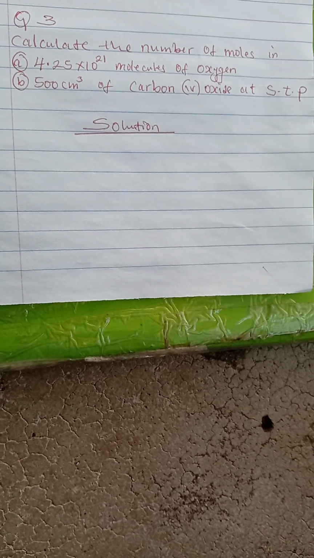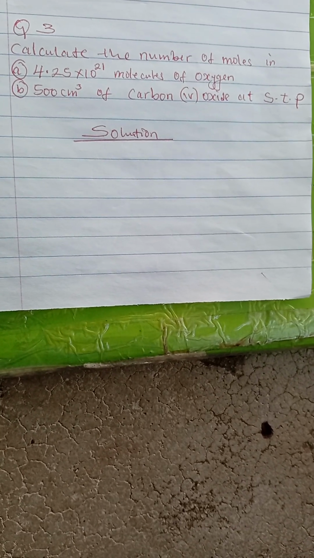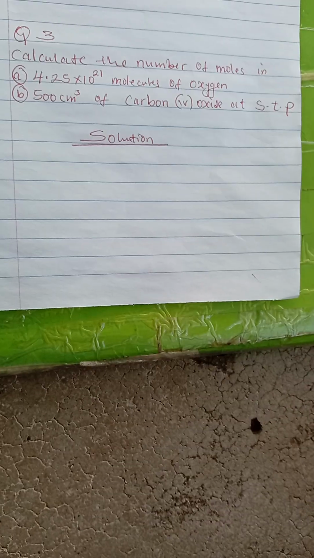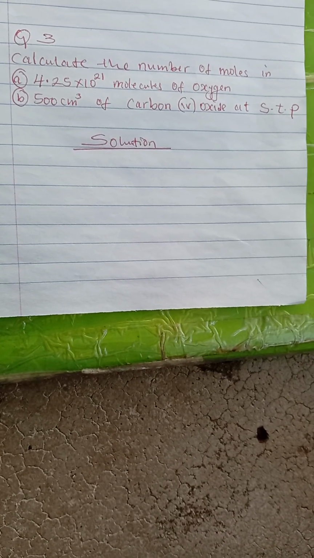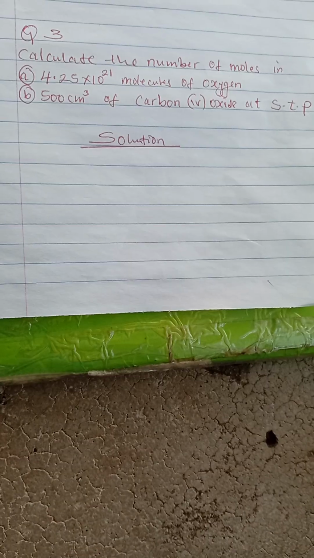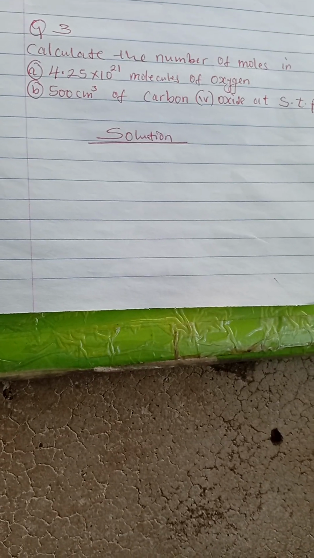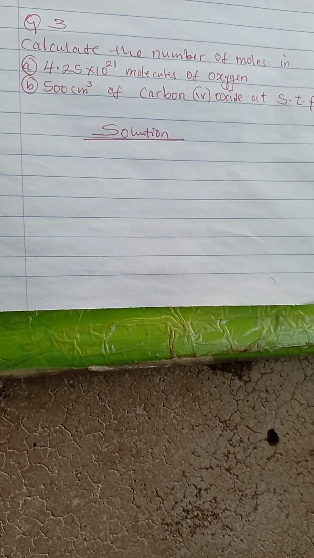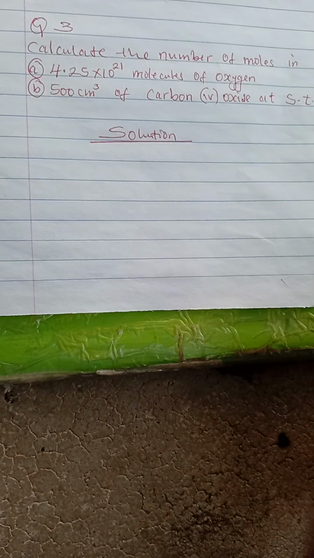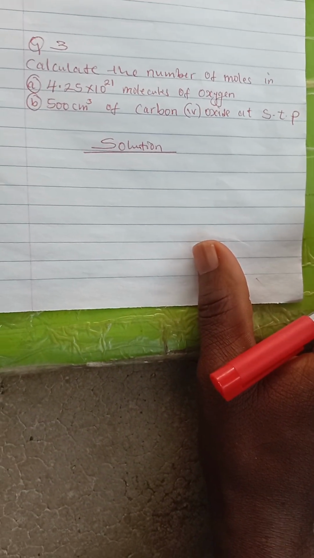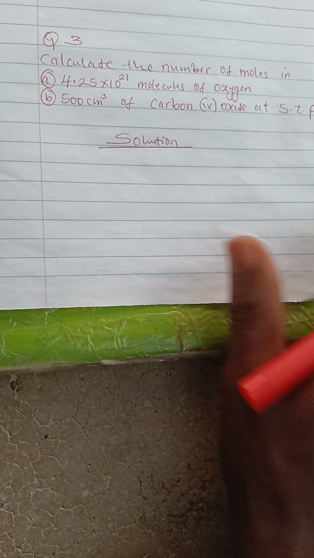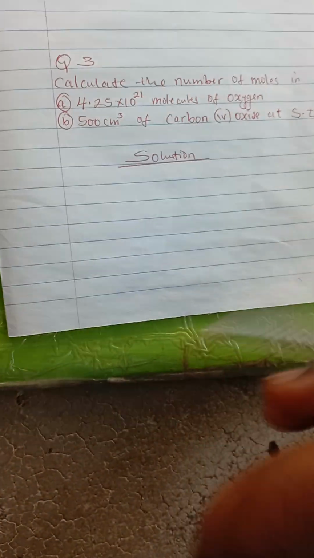Alright, this is the third question. It says calculate the number of moles in: A, 4.25 times 10 raised to the power of 21 molecules of oxygen, and B, 500 centimeter cube of carbon (IV) oxide at standard temperature and pressure. So now at this point, let's go straight to it.